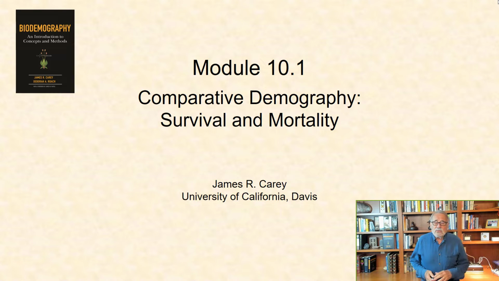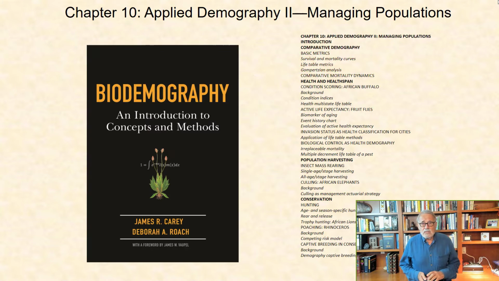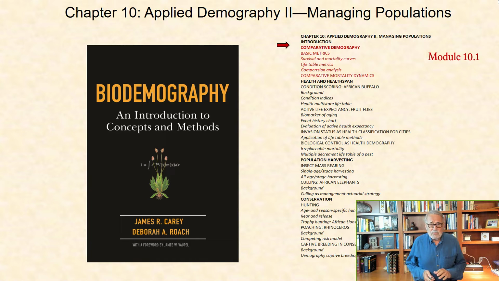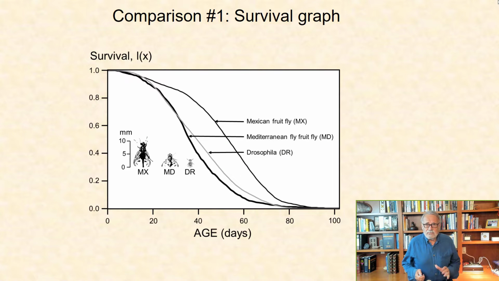In this first module of Chapter 10 involving applied demography, I show 8 different ways to compare the life table properties of 3 different fruit fly species, including the Mediterranean and Mexican fruit flies and the vinegar fly Drosophila. Comparison number 1, survival graph.